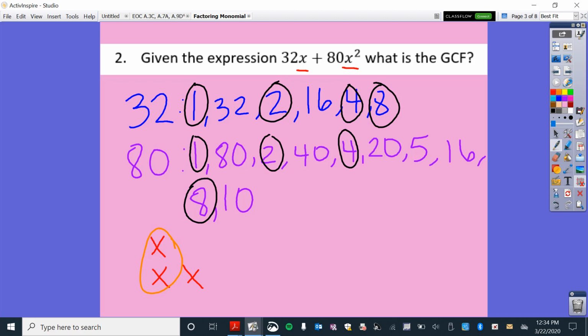Okay, what's the highest number that we circled? An 8. So that's going to be our GCF. So we have 8, and then we only had one x in common. Now remember, when we're looking at our x values for our GCF, you can always take your lowest exponent. So between x and x squared, your lowest exponent is just that x.